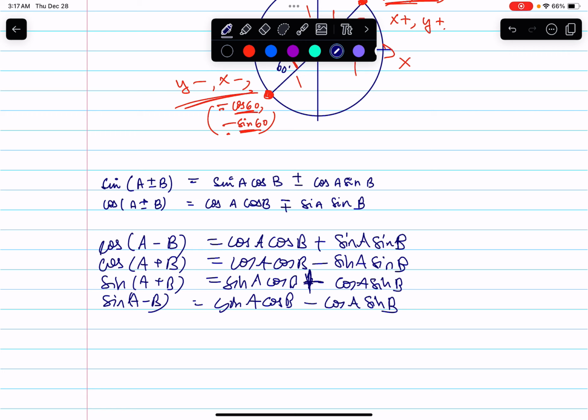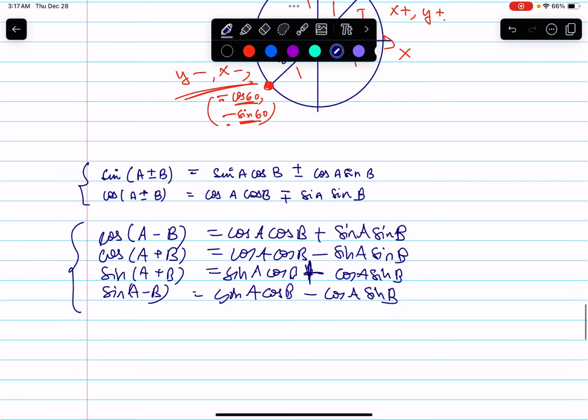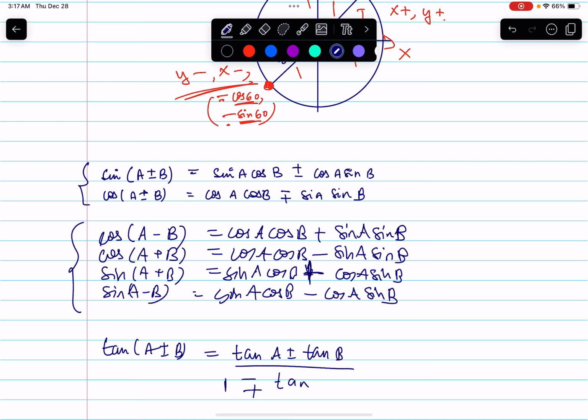All right. So, these are just your double angle formulas. These are also given in the formula booklet, right? If you would see those. And then the other thing is tan of a plus b. So tan of a plus or minus b is equal to tan of a plus or minus tan of b, and then this is 1 minus plus tan a tan b.